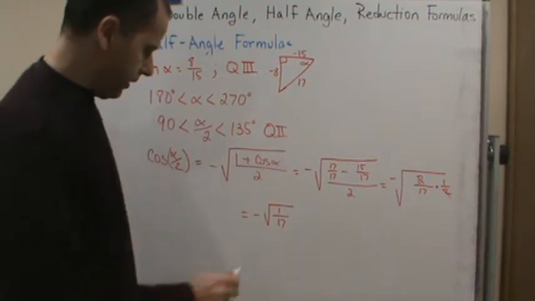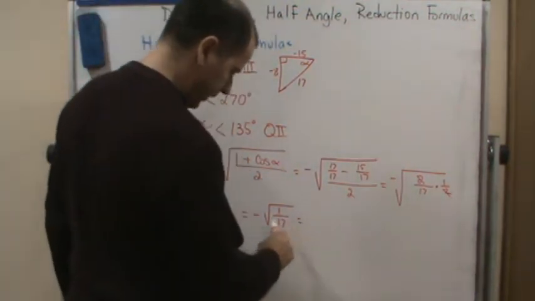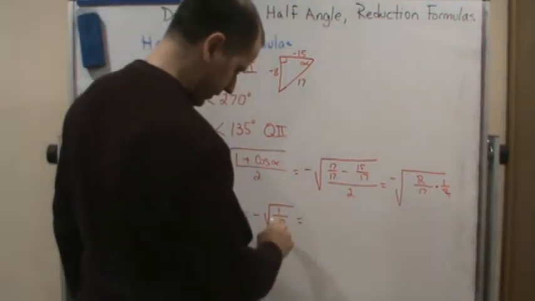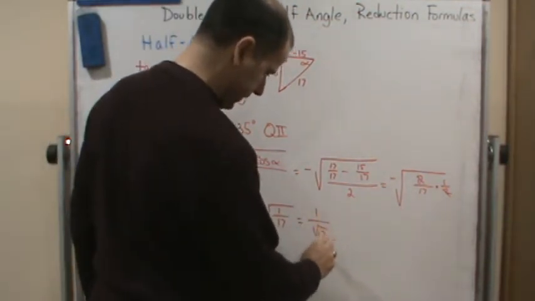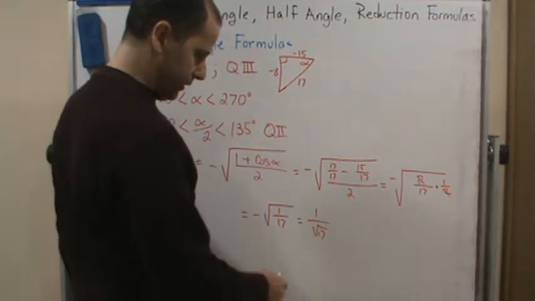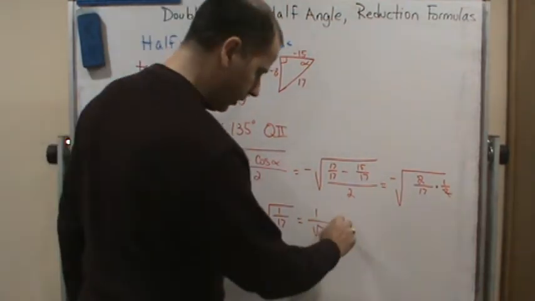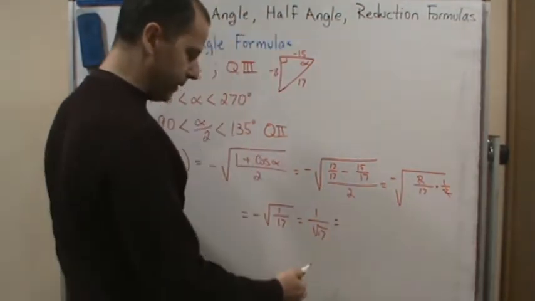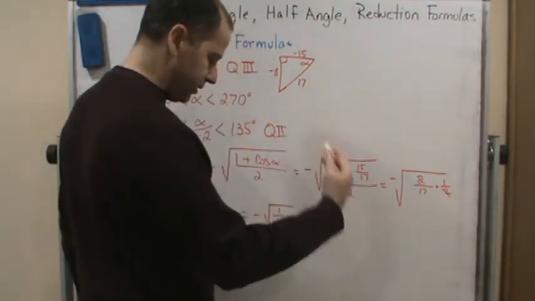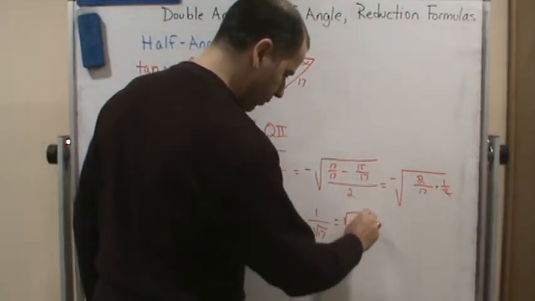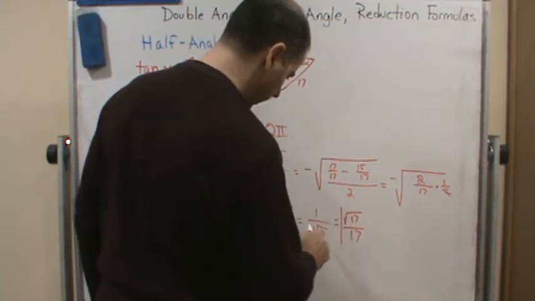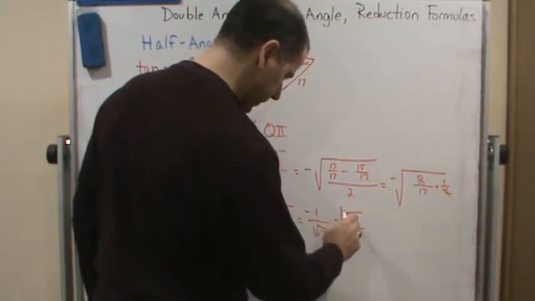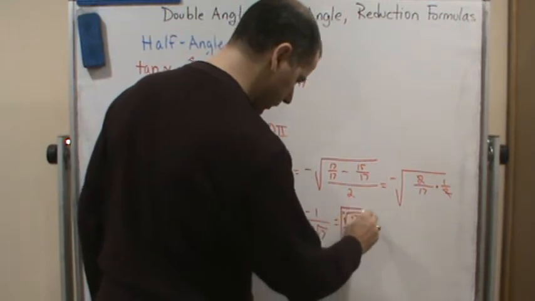So here's this. Because the square root of 1 is 1, this just becomes 1 over the square root of 17. Obviously we don't want the square root in the denominator, so we multiply the top and the bottom by the square root of 17. Then we get the square root of 17 over 17. Oh, and it's negative, right? Don't forget the negative.